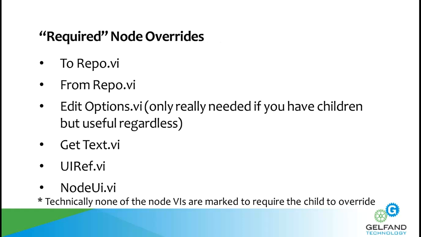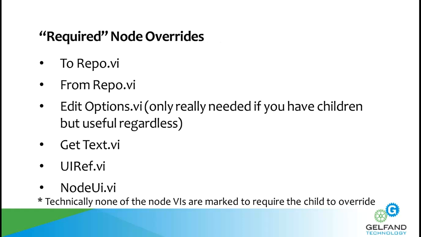Edit options VI. This VI is really only needed if you have children, but it's useful regardless. This VI is where you tell it, hey, here are the following items that can be children in my tree. And this is also where you can specify whether you allow edit, copy, duplicate type functionality. Get text VI is where you tell it how it's showing up in my tree.